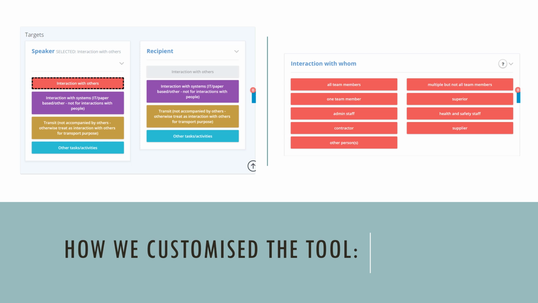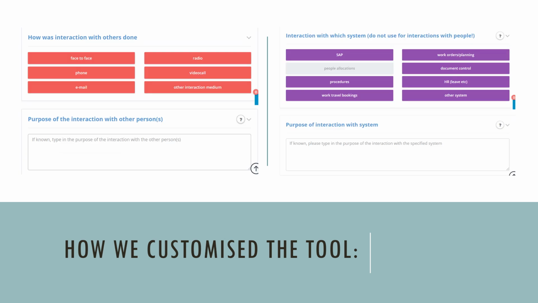Once you click on that, the page will automatically scroll itself into the relevant subcategories, which you can then customize. For instance, on the right-hand side of the slide, you can actually see that we put in, who do they interact with, which in this instance, you can click on, all team members, or, one team member, or a supplier.